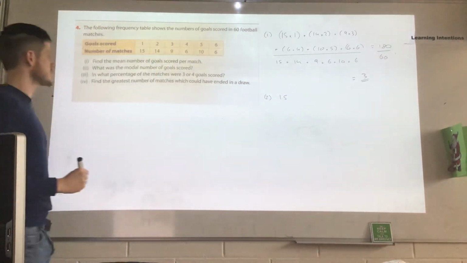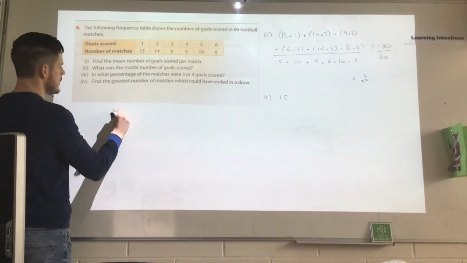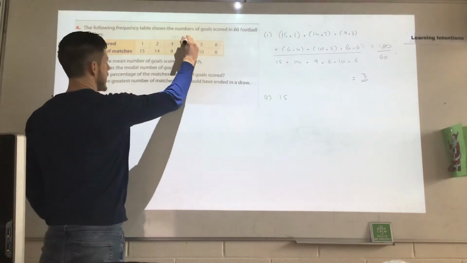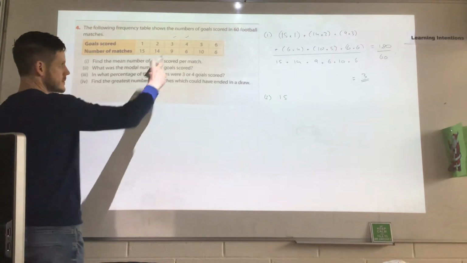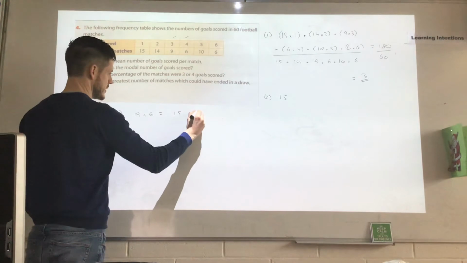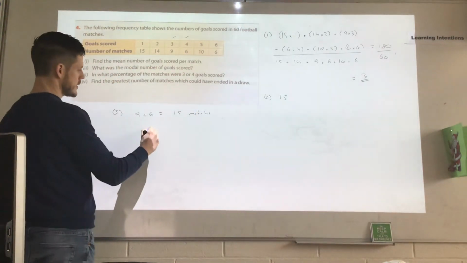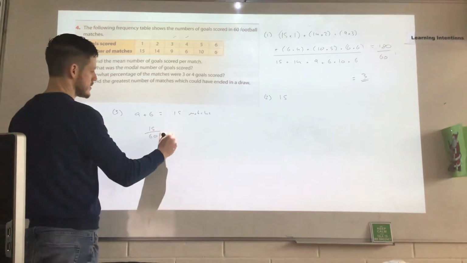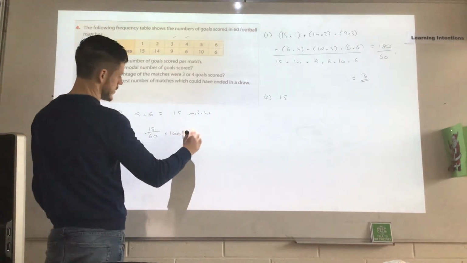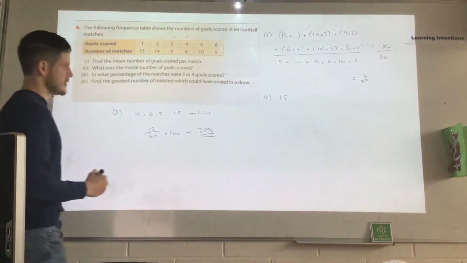It's the most. In what percentage of matches were 3 or 4 goals scored? A little bit tricky here coming into percentages. So 3 or 4 is this and this. So it's 9 plus 6. So in 15 matches, right, 3 or 4 goals were scored. There's 60 matches in the total. So what I'm going to do is I'm going to have 15 over 60 times by 100. That's how we get my percentage. 15 over the total number of matches, which is 60, times by 100, and that gives me 25%. So in 25% of matches, 3 or 4 goals were scored.